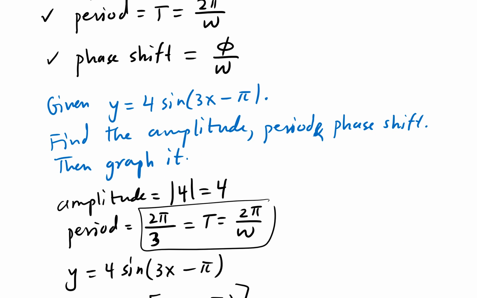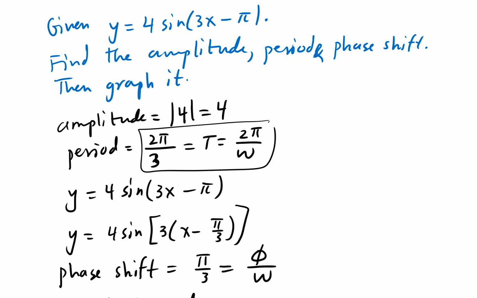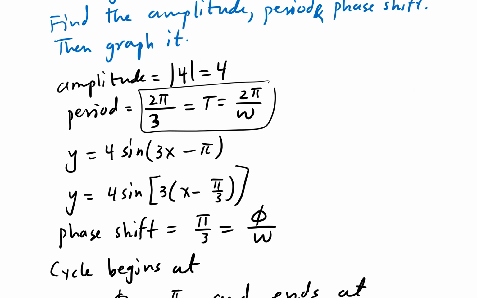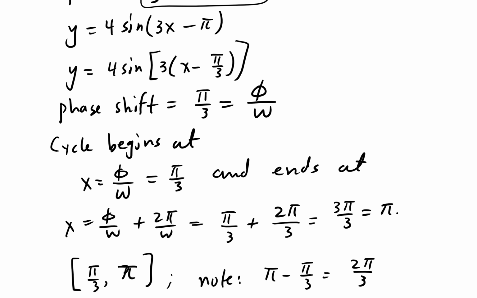And we have to find the phase shift. So what we can do, we can factor the 3 out. Here omega is 3. We factor that 3 out, and then we get x minus pi over 3 equal to 0. So the phase shift is pi over 3. So the cycle is going to start at that pi over 3, and end at phi over omega plus 2 pi over omega. So it's pi over 3 plus 2 pi over 3, which is pi. So we're going to graph the function from pi over 3 to pi.